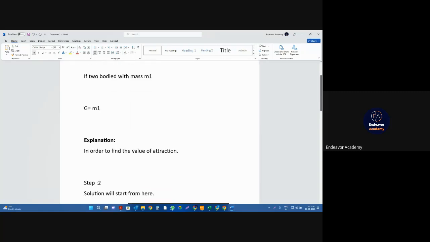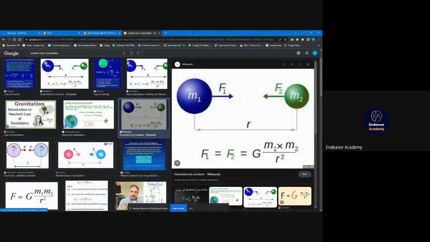Like what will be our approach? In the approach I will mention that first I will find the value of m1, then the value of r, then the value of g, and after calculating all these values, I will put them into this formula, then calculate the value of F. So this is the approach that we have to mention in step one.